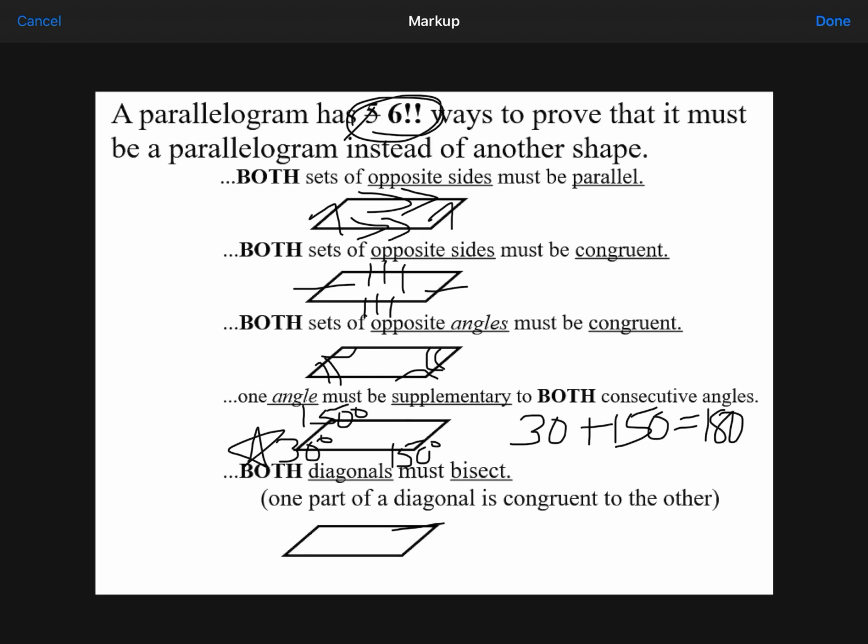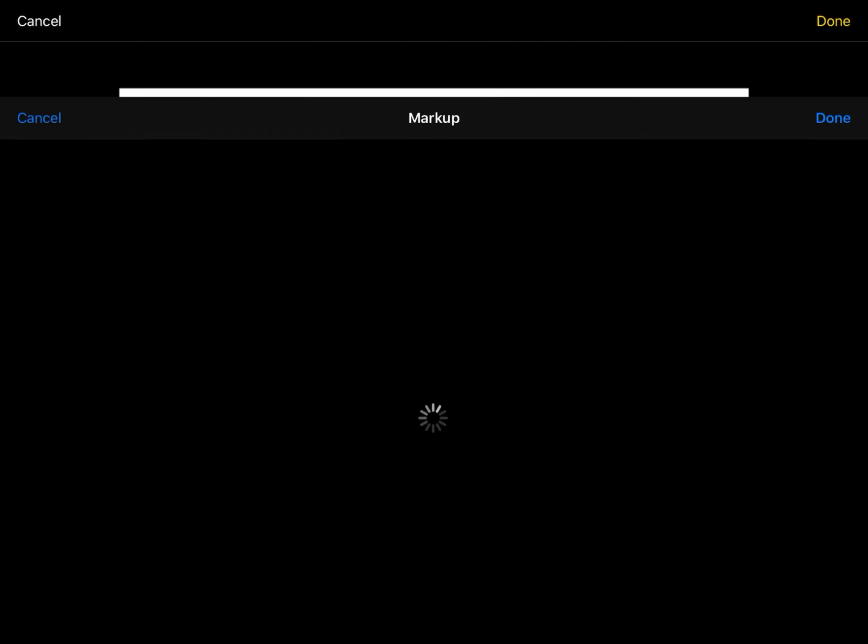And lastly, both diagonals must bisect. So we have one mark there. Those diagonal pieces must be the same. And separately, those diagonal pieces must be the same. So of these 6 we're going to eventually learn, 4 of them are marked exactly like yesterday's notes. The 4th one on my page, the one we're dealing with numbers, will look a little bit different.